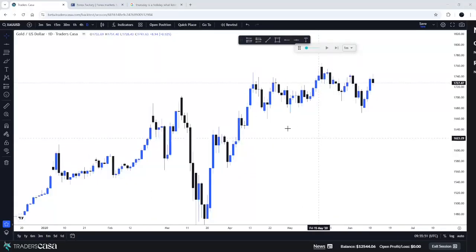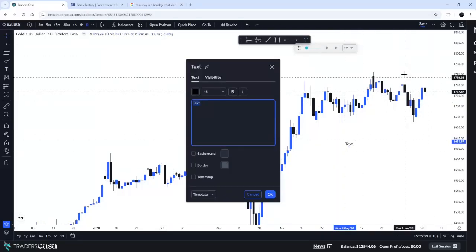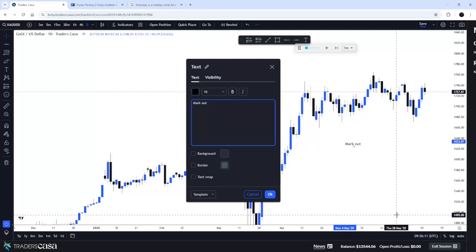So this is our new chart. So what do we do? We actually list down the things that approach how we approach the markets. So first of all, we mark out our psychological level.